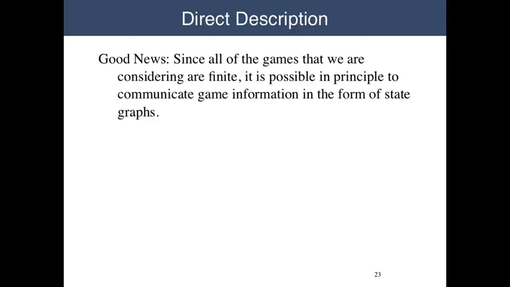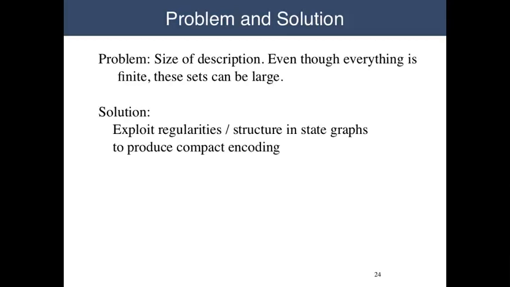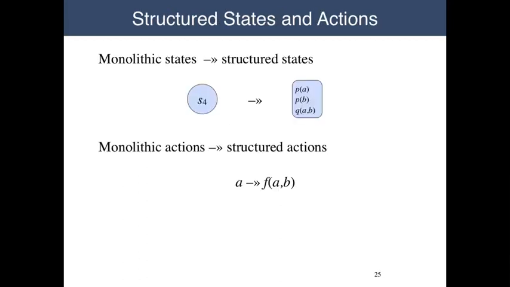And since all games that we're considering are finite, it's possible, at least in principle, to describe such games in the form of state graphs. Unfortunately, such explicit representations are not practical in all cases. Even though the numbers of states and actions are finite, these sets can be extremely large, and the corresponding graphs can be larger still. For example, in chess, there are thousands of possible moves in more than 10 to the 30th states. Fortunately, we can solve this problem by exploiting regularities in the game to produce compact encodings.